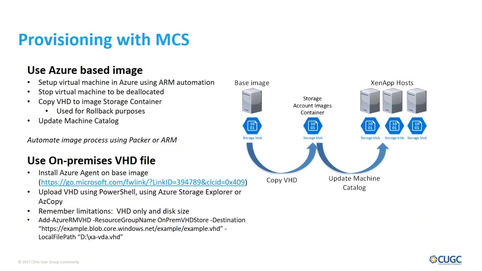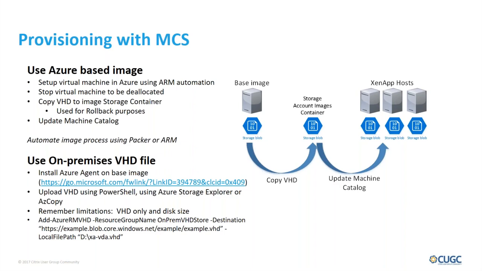So you can either use the Azure based setup, setting up a virtual machine in Azure, using some form of automation tool. You can use Azure Resource Manager templates with the PowerShell desired state configuration to do automation of the virtual machine, shut it down, and then you should copy the VHD from the virtual machine to another container or another folder inside the storage account. And the reason for that is if you want to do rollback from Citrix Studio, you need to have the different images in place so you can do rollback.